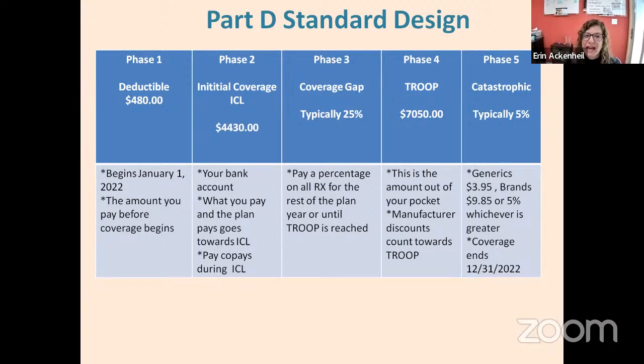Phase 2 of Medicare standard design is what's called the initial coverage limit, or the ICL. For this year, the ICL is $4,430. I like to describe this as a bank account for medications. So remember, when you're working with Medicare beneficiaries, they may have been on commercial group insurance. They're not used to initial coverage limit and gap coverage. So this is something you're going to want to thoroughly explain.